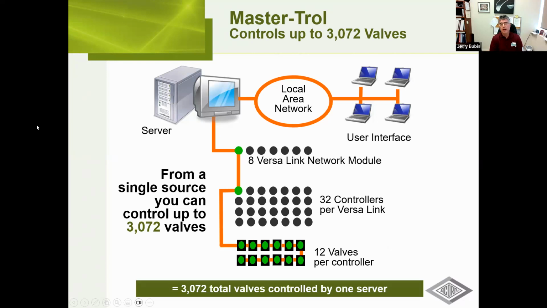So basically, when you look at how the system is set up, you've got your server or our computer, you've got user interfaces within the facility. You have up to 8 VersaLinks. Through those 8 VersaLink network modules, you've got 32 controllers per VersaLink, and then 12 valves per controller, and that's where your 3,072 valves can be connected to our system. And that's all done through one computer.